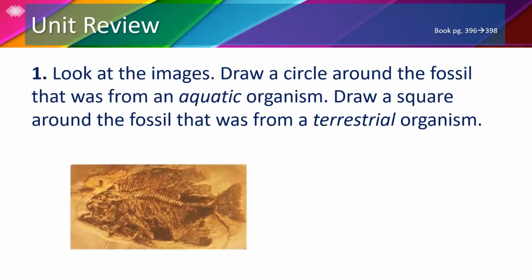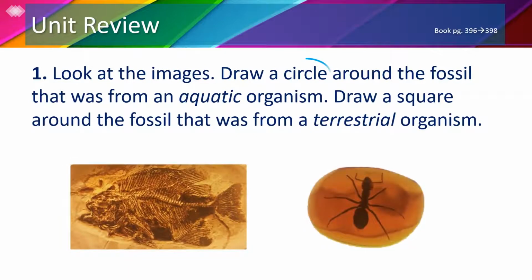In number 1, look at the images. Draw a circle around the fossil that was from an aquatic organism. Draw a square around the fossil that was from a terrestrial organism. We have these two fossils.